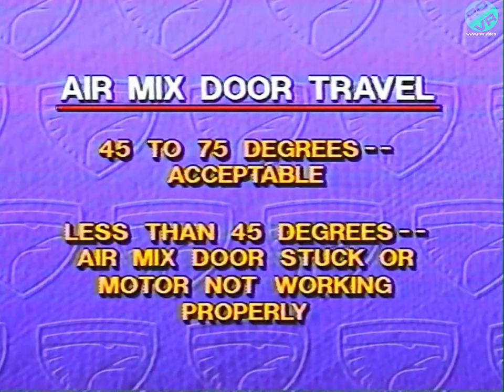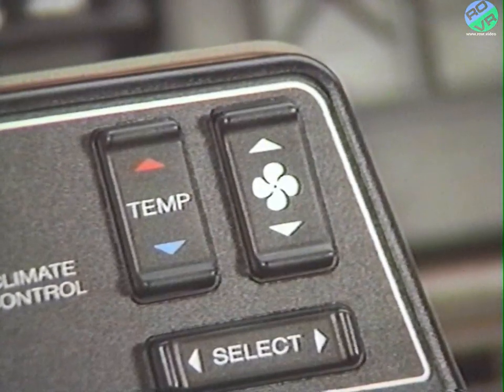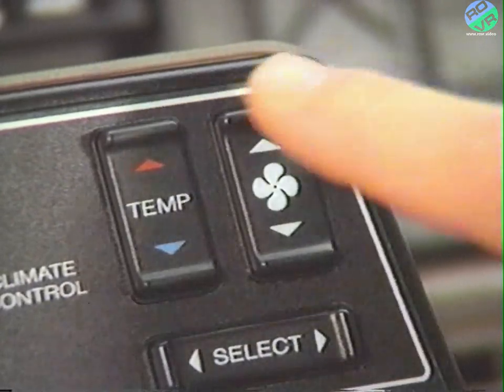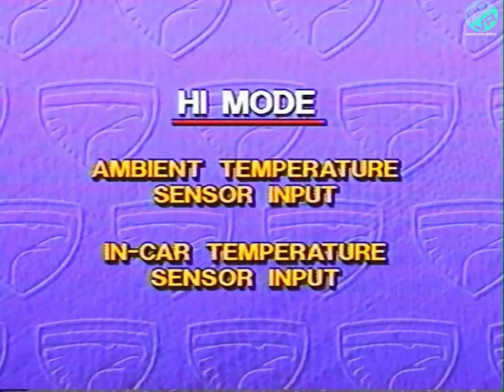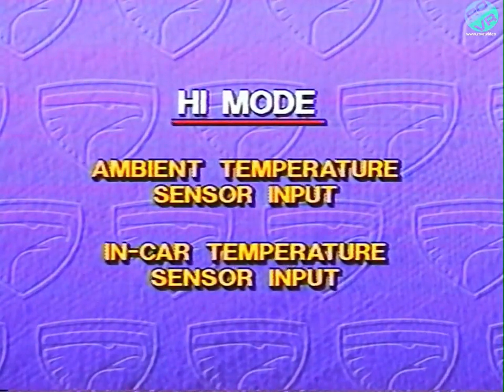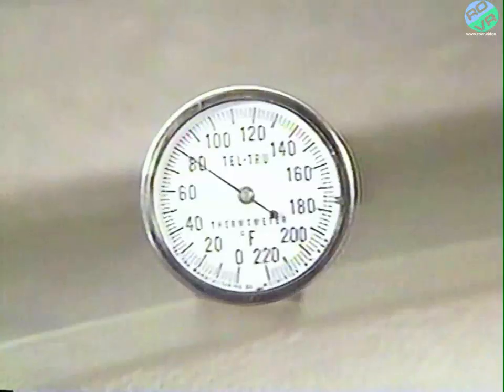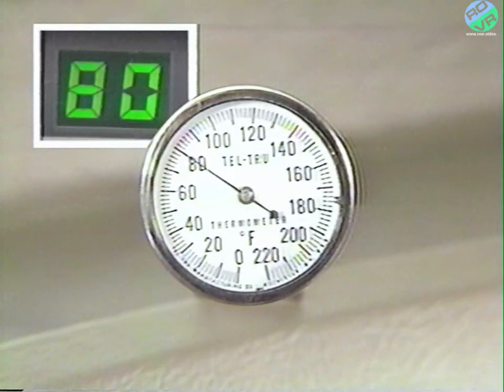If the readout is less than 45 degrees, either the air mix door is stuck or the motor is not working properly. Now, to enter the final diagnostic mode, high, press the blower speed up arrow once again and release it. Now, in high, the ACM displays the inputs from the ambient and in-car temperature sensors. And by comparing these readouts to actual temperatures, you can check the accuracy of the sensors.